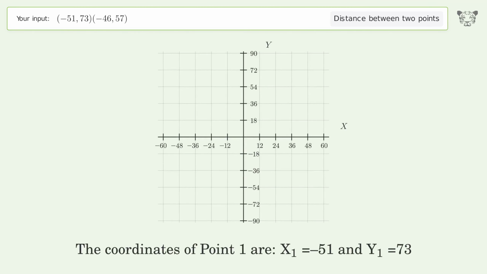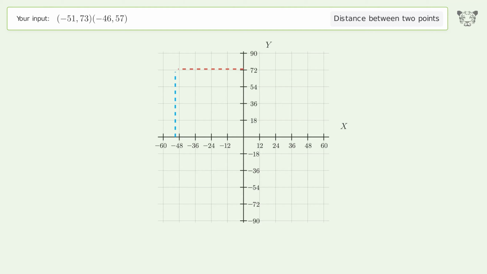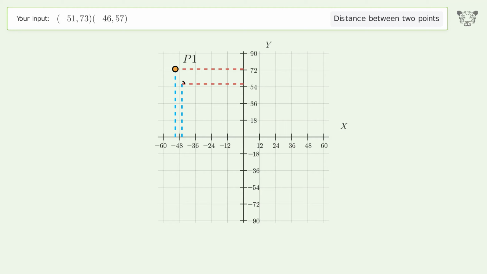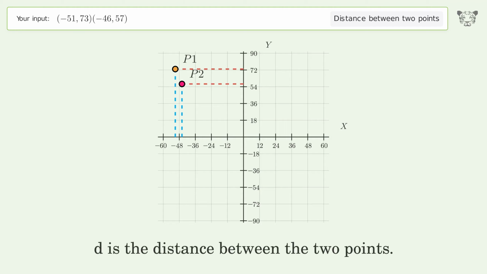The coordinates of point 1 are x1 equals -51 and y1 equals 73. The coordinates of point 2 are x2 equals -46 and y2 equals 57. D is the distance between the 2 points.